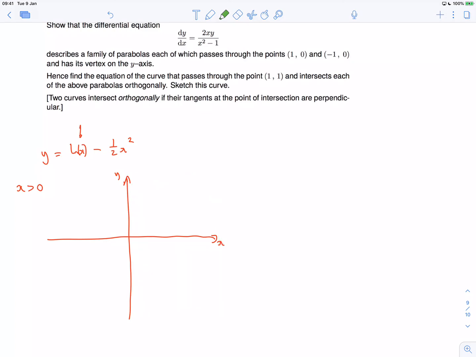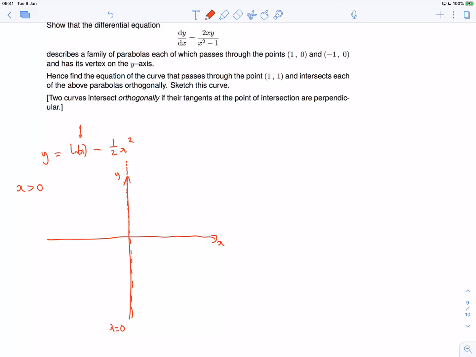Okay, next up, what else can I infer? Well, what happens when x is 0? Well, you can't have x as 0. So I know that there's an asymptote here on the y-axis, x equals 0. So it doesn't cross the y-axis.